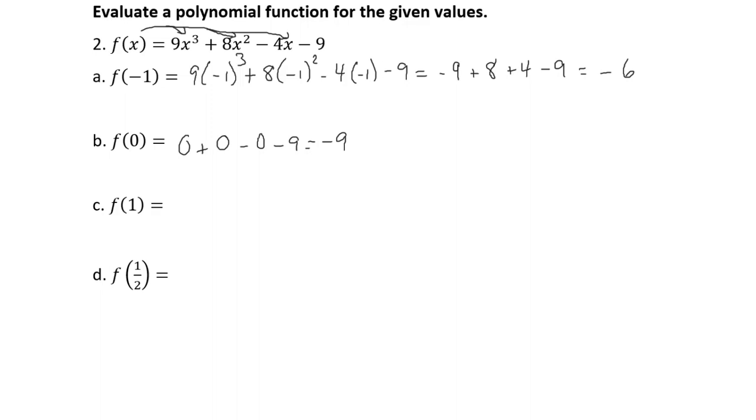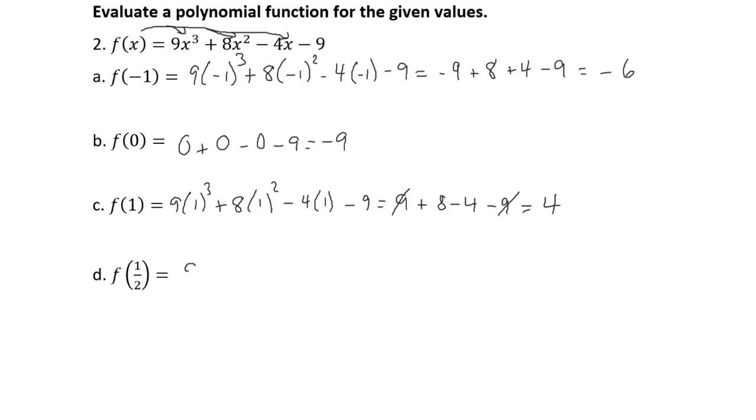So let's go ahead and plug in a 1. Plugging in a 1 pretty much means that we're just going to add the coefficients, because everything's going to stay the same power, unlike what we did originally where we had to pay attention to signs, because this is going to keep everything the same sign. So we get 9 plus 8 minus 4 minus 9. Those 9s cancel, and we get 8 minus 4, which is 4.